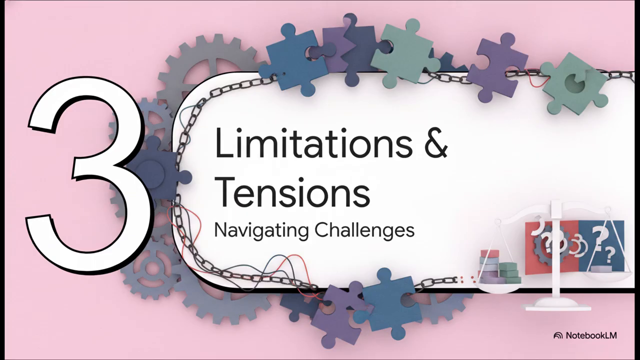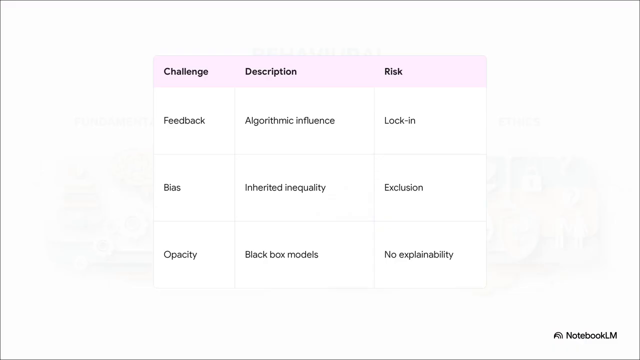Section 3. Navigating limitations and tensions. As you can imagine, this field carries some pretty heavy structural and ethical responsibilities. First up, there's the challenge of behavioral feedback loops. Algorithms recommend content, which changes our behavior, which the algorithm then measures all over again. This creates a huge risk of echo chambers and behavioral lock-in. Second is embedded bias. Datasets absorb historical societal inequalities, meaning there is a very genuine risk of misclassification or exclusion for certain marginalized groups if things aren't carefully managed.